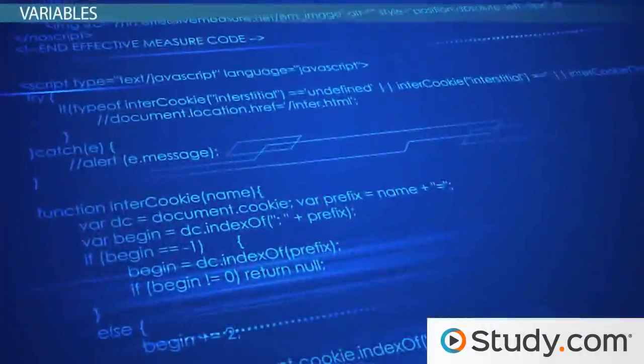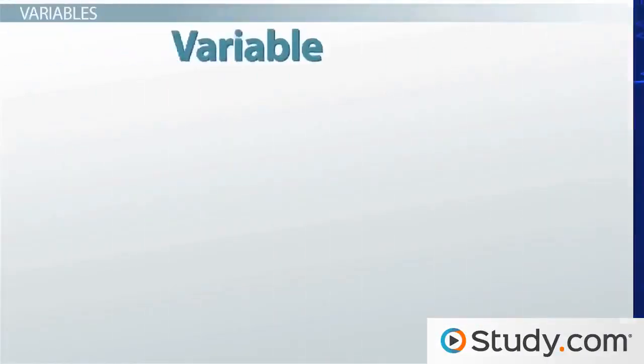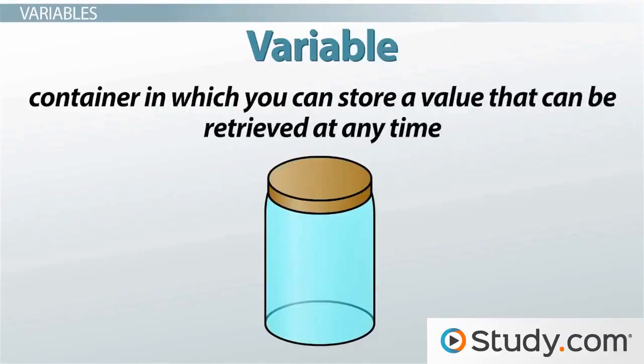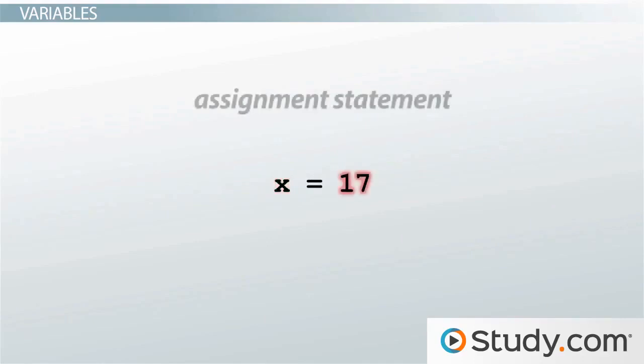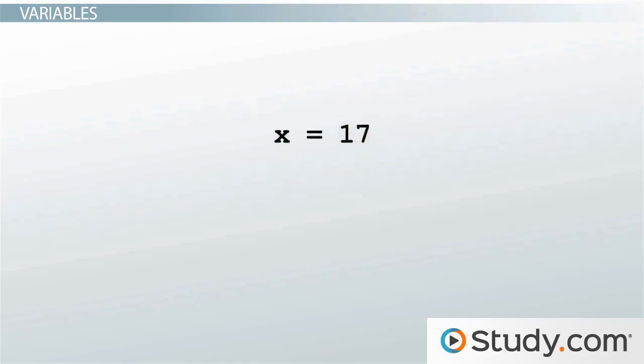Programming languages use variables. You can think of a variable as a container in which you can store a value that can be retrieved at any time. In other words, variables store information. Let's consider a very simple example. X equals 17. The variable is x, and you assign the value of 17 to this variable. This is an assignment statement. Once you assign a value to a variable, you can use the variable to do something else. For example, x times 2. Once you run this code, you get the result 34.